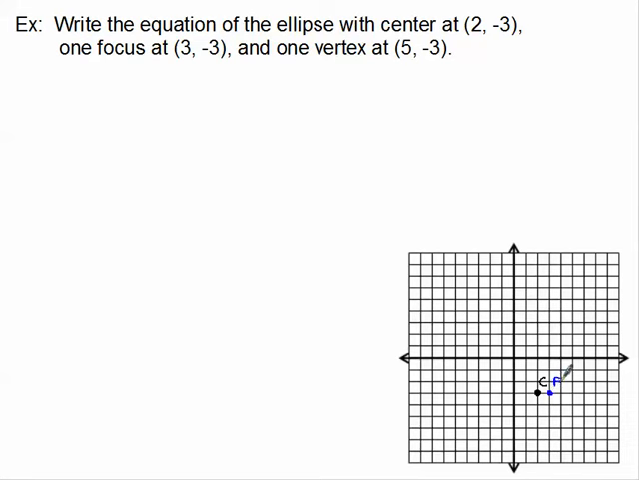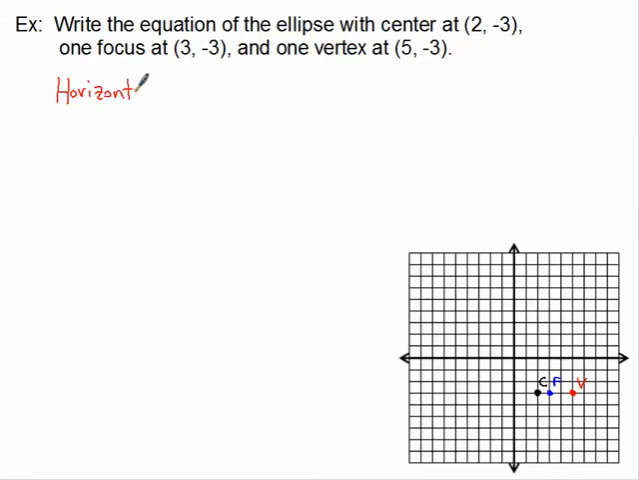Okay, and one of our vertices is at 5, -3. 1, 2, 3, 4, 5. -3 is one of our vertices. Okay, so given these 3 points, I now know that my ellipse is moving in a horizontal direction. So I know that this is a horizontal ellipse. That's the big clue that I see first.